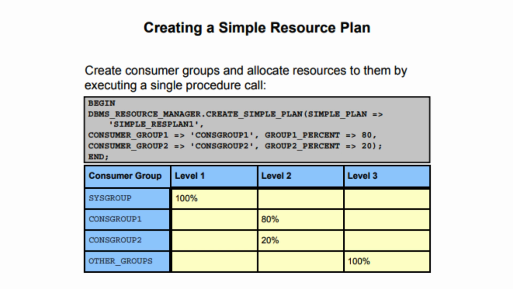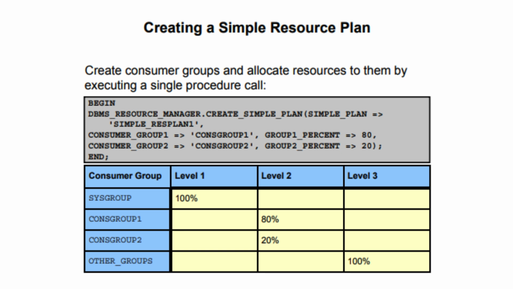The plan uses the default CPU allocation policy, emphasis. Each consumer group uses the default scheduling policy, round-robin. The consumer groups specified in the plan are allocated CPU percentage at level 2 as shown in the table in the slide.